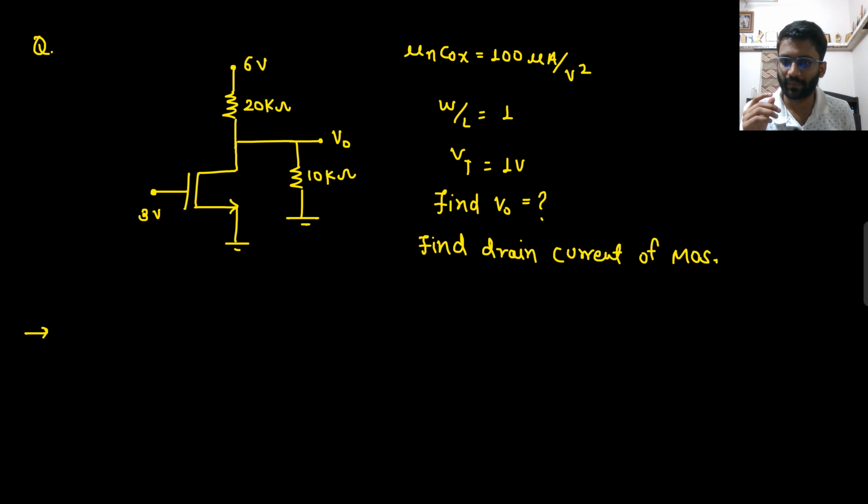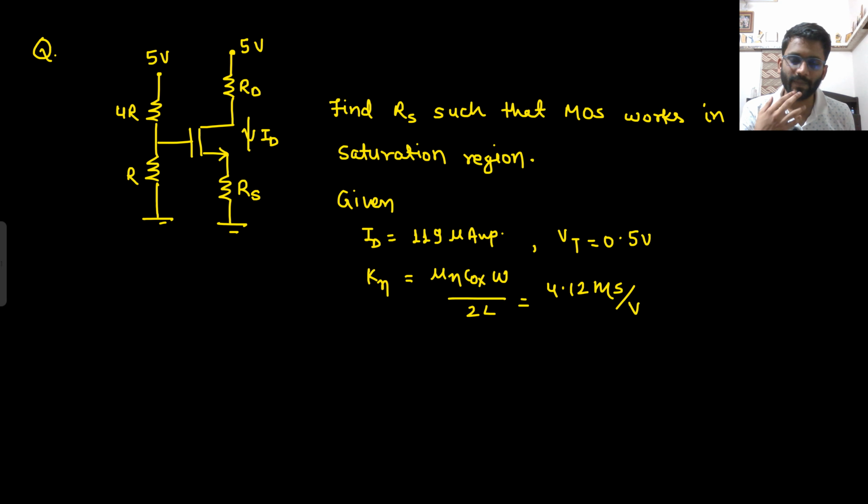The next one, this is the third question. You have to find the drain current of the MOSFET. That means this current you need to find. Drain current. These configurations are given. All those values are also given. Here also you need to find the RS value such that your MOSFET is working in saturation region.